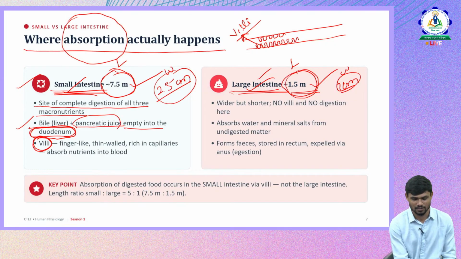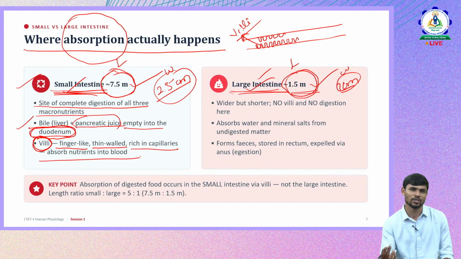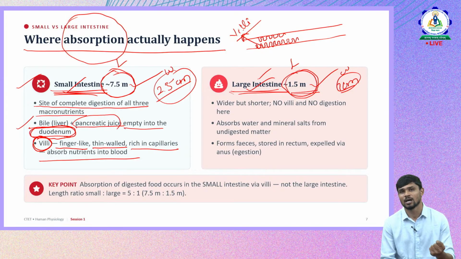So these villi have finger-like structures. They are very thin and rich with capillaries. They absorb the nutrients from the digested food. So this is about the small intestine. Remember its length, because questions are asked on length, on the secretions in the small intestine, and on the absorption part of the small intestine. The part in the small intestine that absorbs the food is the villi, a finger-like structure.